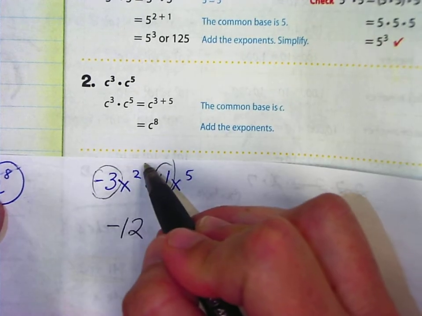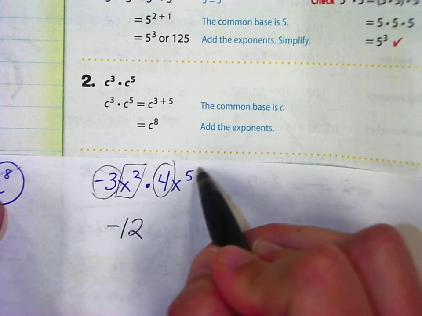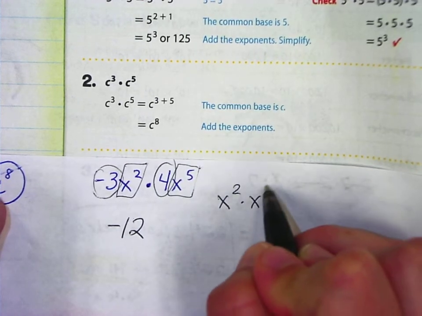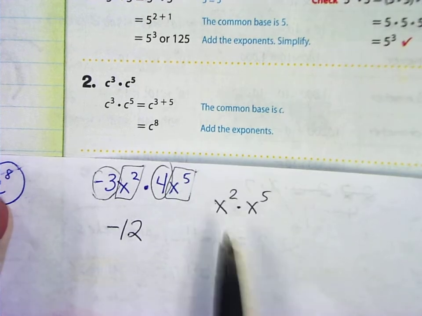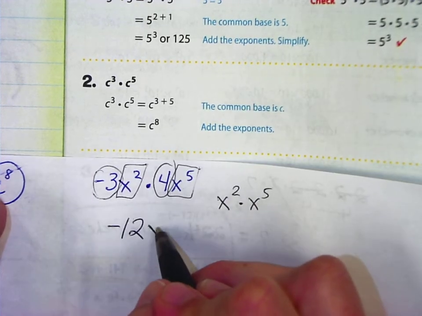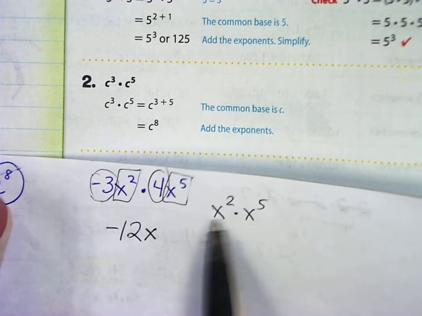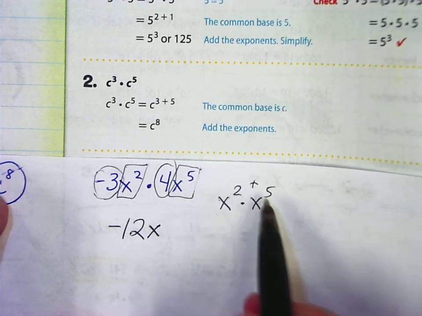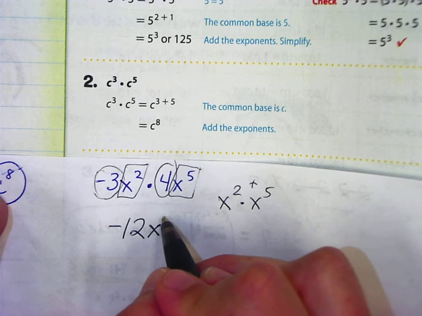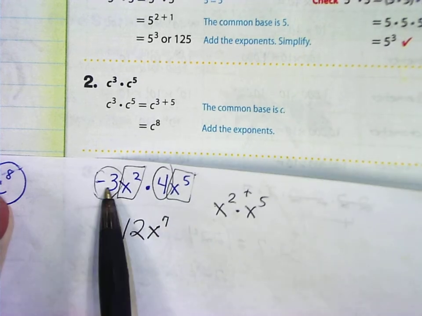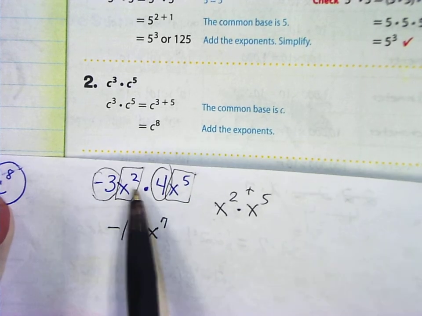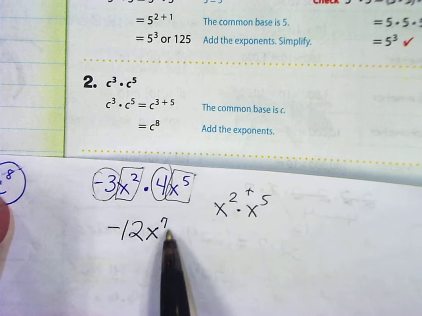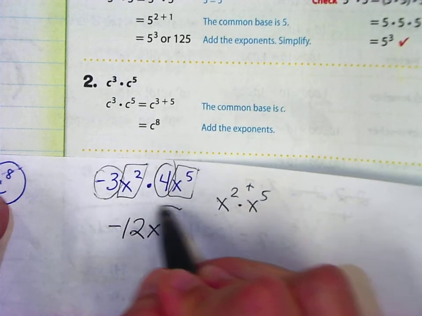We have an x squared times an x to the 5th. So those are the same base. So we're going to put an x right next to the 12. The base stays the same, and we add these exponents. 2 plus 5 is 7. So negative 3 times 4 is negative 12. x squared times x to the 5th, 2 plus 5, is x to the 7th. And this would be your final answer.